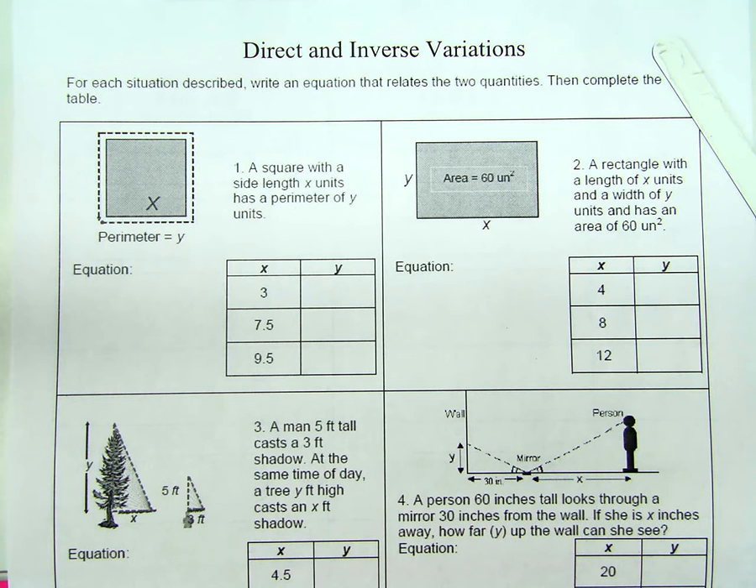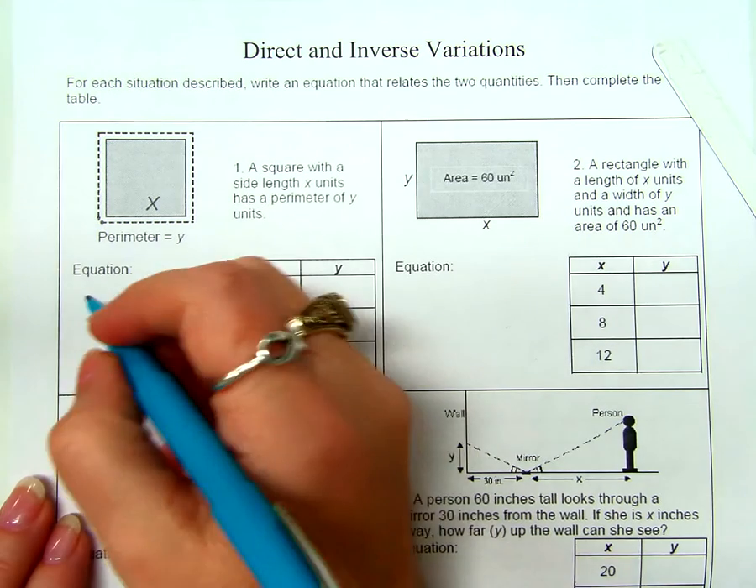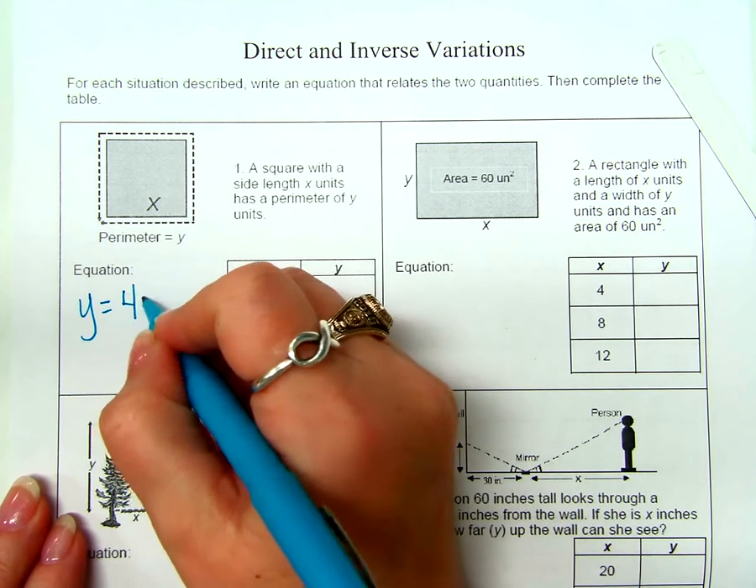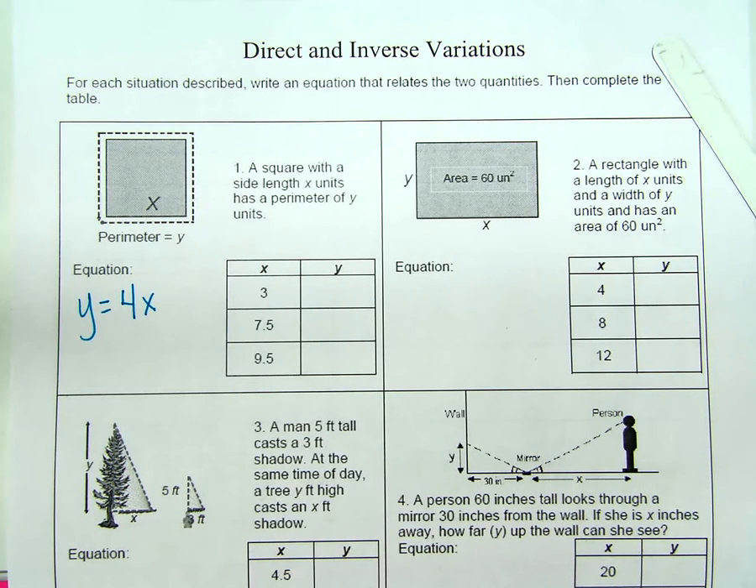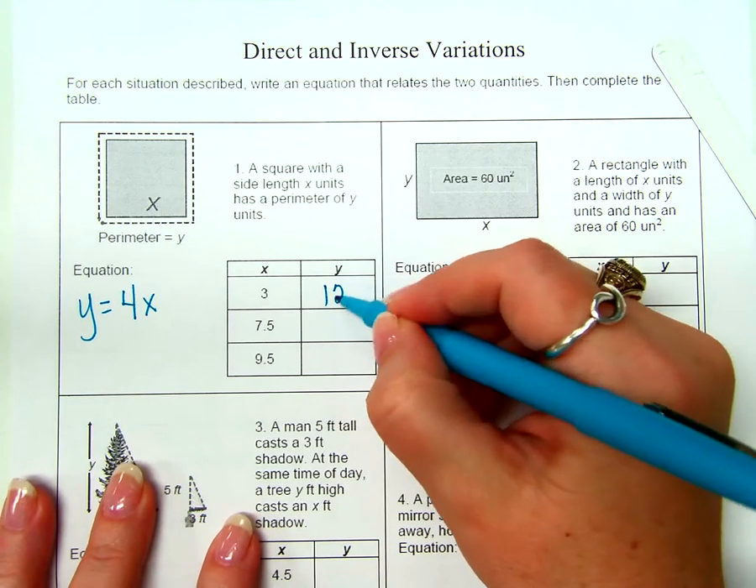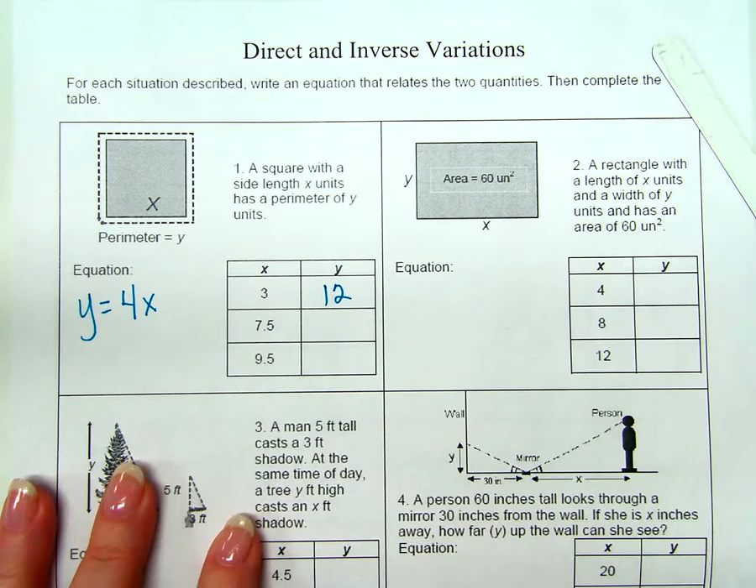A square with a side length x units has a perimeter of y units. So how would we go about finding perimeter? Add up all the sides. Specifically, how do we find the perimeter of a square? Y equals 4x, right? S if the side was s, but our side is x, so we would just say 4x, right? Okay? So if x is 3, what's y? 12. And how do you know that? Because you multiplied it by 4, right?